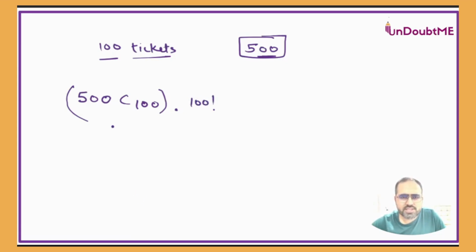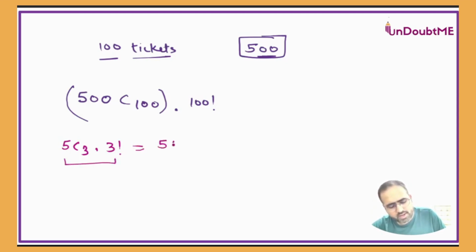If I make this example simpler, say I want to select 3 out of 5 students, so I will do 5C3. Now my selection is done. I have to arrange them, make them sit in a particular way. For that, how many ways will I have? 3 factorial ways. And this together can be written as 5P3, and this is called permutation.